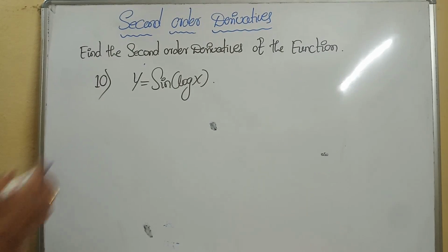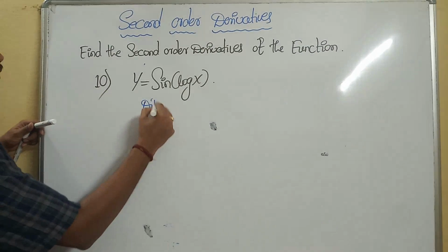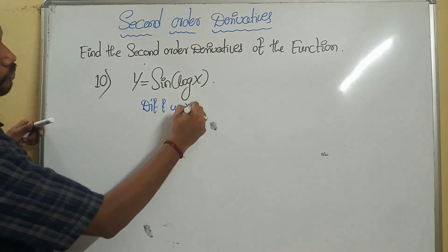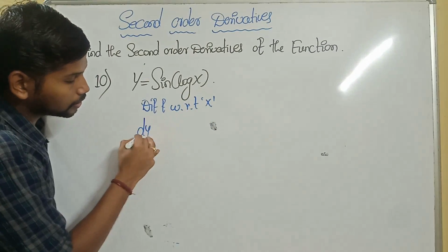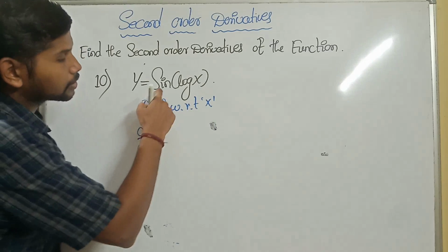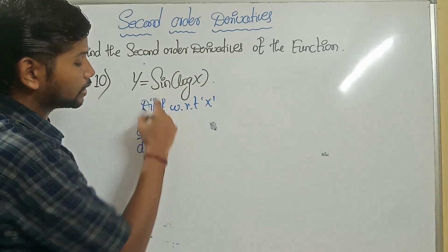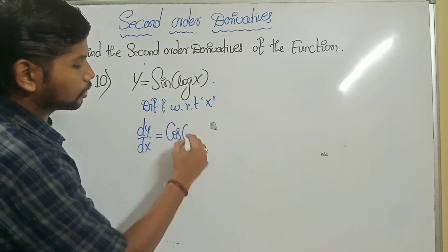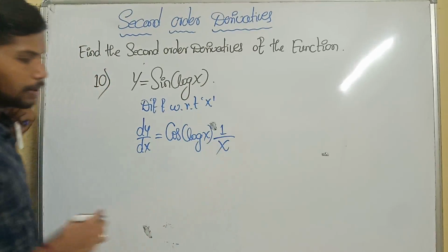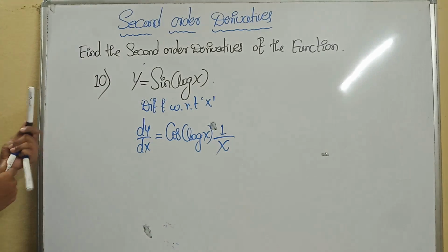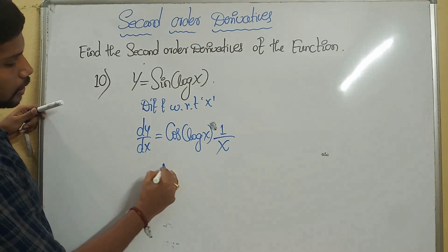Focus on the board. Taking the first derivative of the given function, differentiating with respect to x, what is y with respect to x? It is dy by dx. The derivative of sine of log x will be cos of log x as it is, and the derivative of log x will be 1 divided by x. Got it?